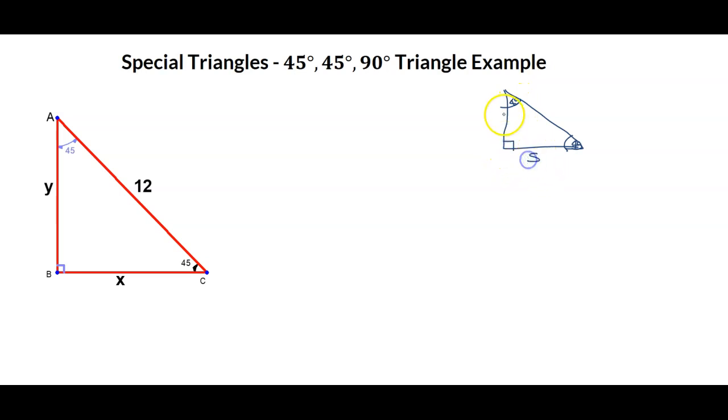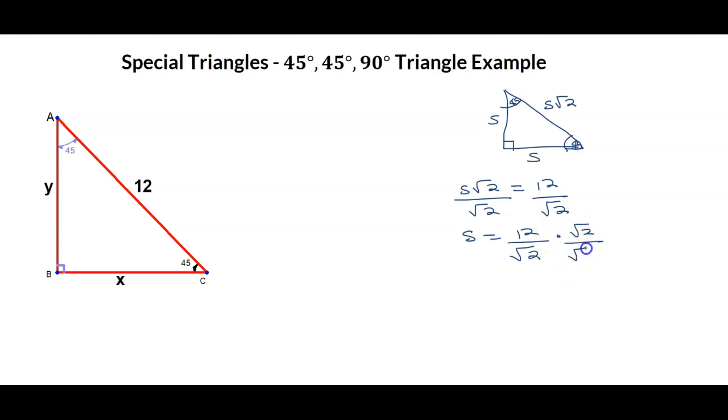So this is S over here, this is going to be S because it's isosceles, and then this is going to be S square root of 2. So here we have the hypotenuse, so S square root of 2 is equal to 12. We're going to divide both sides by square root of 2, and so we have S is 12 divided by square root of 2. So what I'm going to do here is multiply the numerator and the denominator by square root of 2 to get the radical out of the denominator.